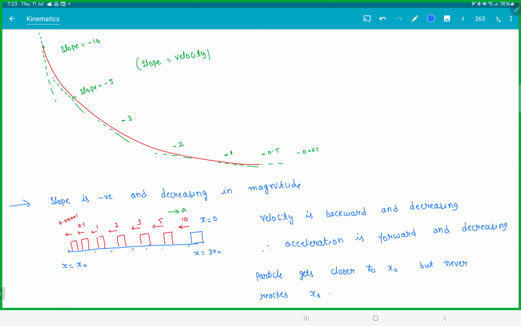Have a look at this. Please ask me if you're confused. There, this much you can tell about acceleration, whether it is increasing, decreasing, direction, you can say this much. So velocity is minus i cap, acceleration is plus i cap, and both are decreasing in magnitude. And the closer you get to x naught, the slower you go. So you'll never reach. Clear?